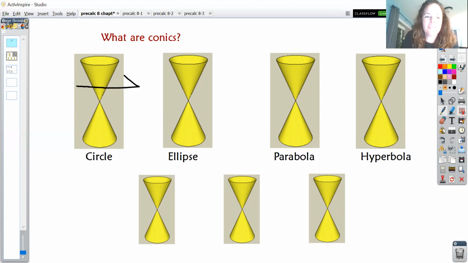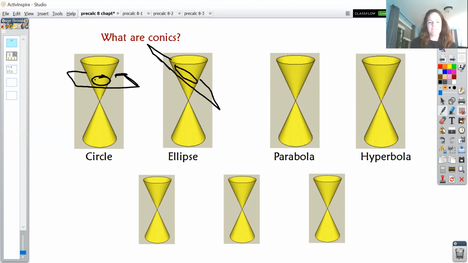The first way that we could slice this would just be to take a horizontal slice through it, and forgive my artwork. But if we take a horizontal slice through it, that's going to produce a circle. And I hope that you can envision that. If we take and we slice at an angle, like so, then that's going to produce an ellipse on the face of the cone.